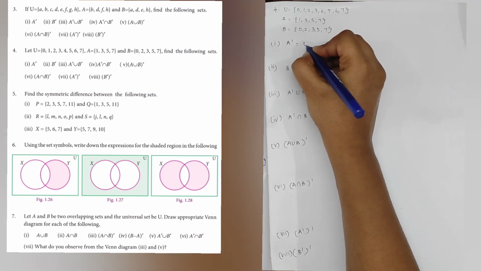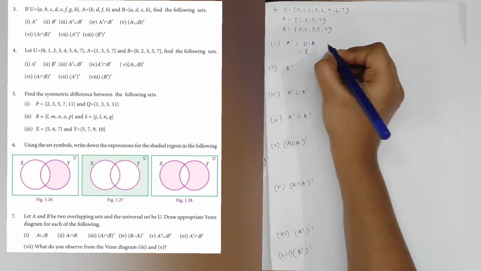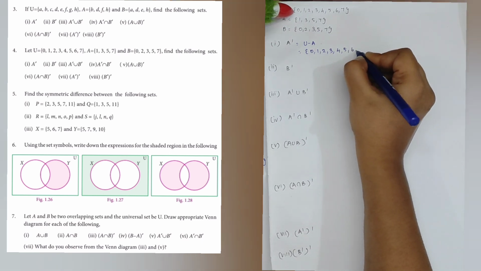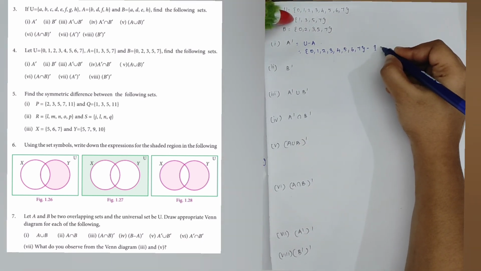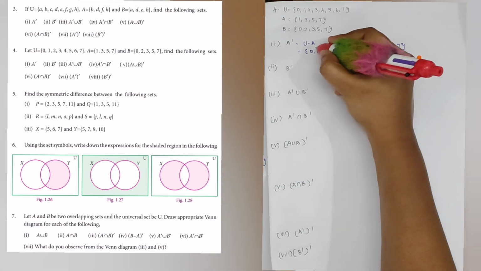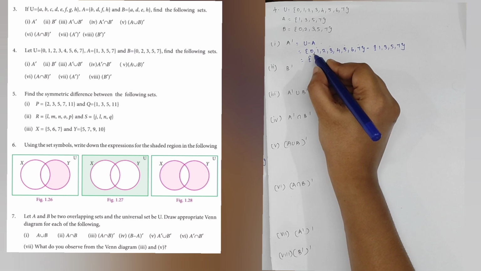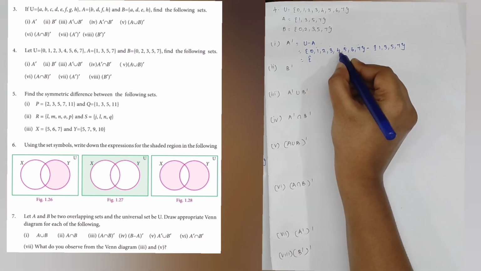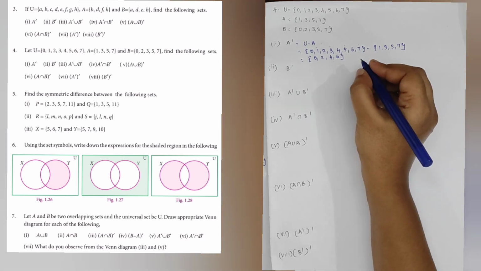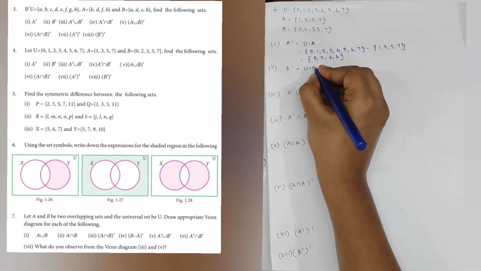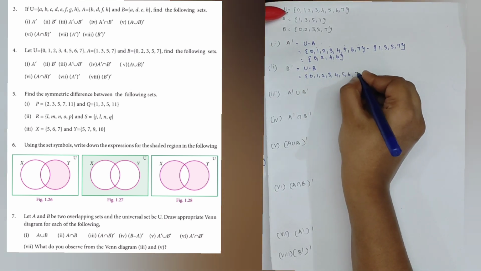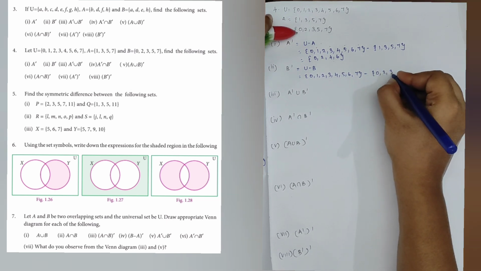So A complement, that is universal set minus A, that is equal to 0, 1, 2, 3, 4, 5, 6, 7 minus A, that is 1, 3, 5, 7. Now list out the common elements. 1, 3, 5, 7. List out only the uncommon elements of first set, that is 0, 2, 4, 6. Okay. Similarly do it for B complement, universal set minus B, that is equal to 0, 1, 2, 3, 4, 5, 6, 7 minus 0, 2, 3, 5, 7.